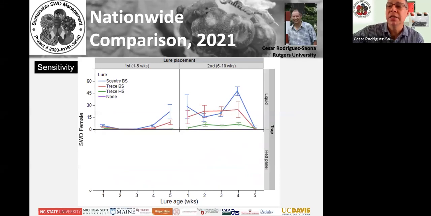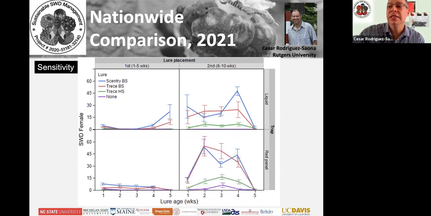So this is similar data, but this time for the females. And females were also captured on the liquid traps on the first week of sampling. And these data were similar for the red panel traps. Spotted wing Drosophila females were also captured on the red panels on the first week of sampling.